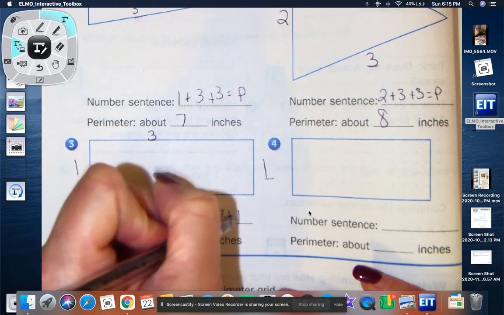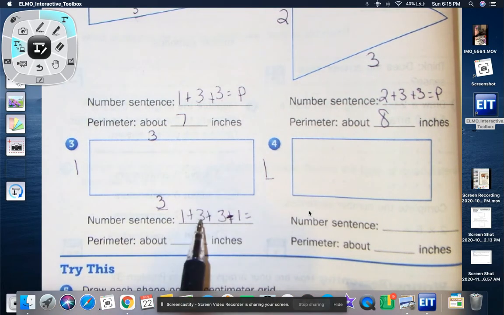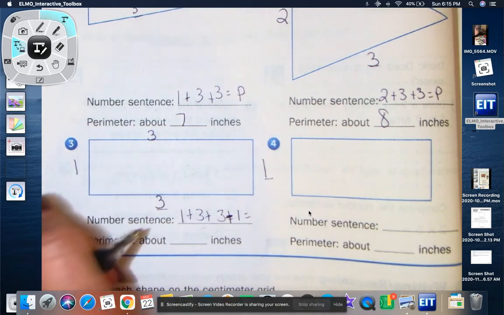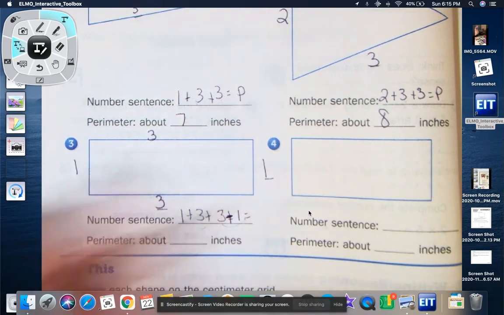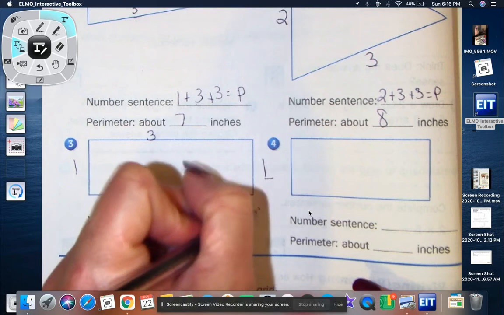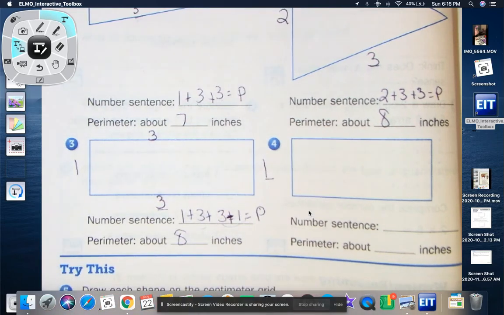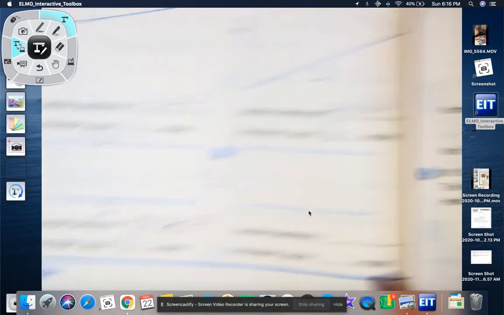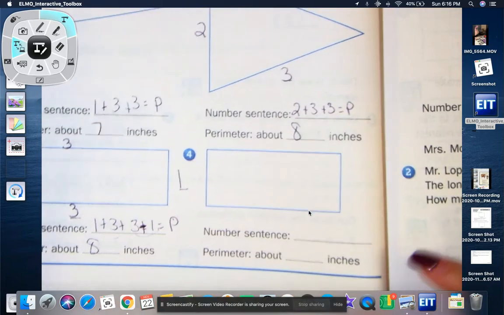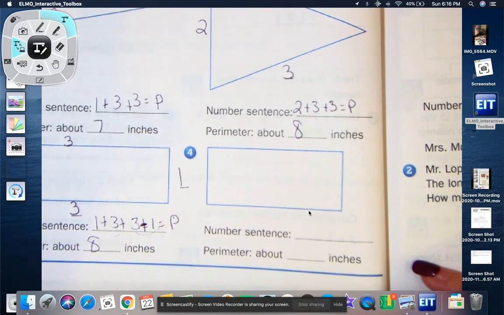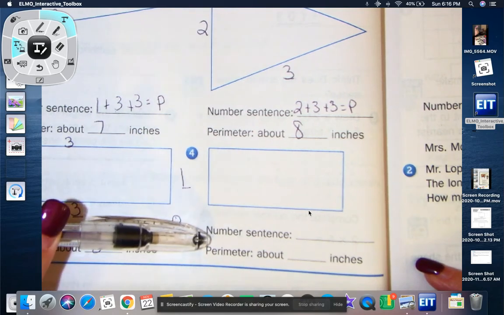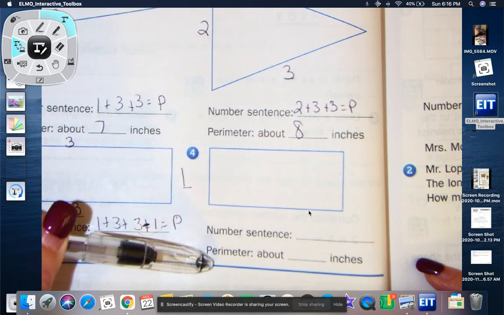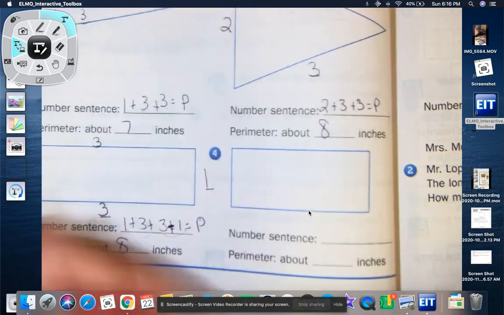Sorry, I forgot to write my 1. 1 plus 3, and then I did 3 plus 1. 1 plus 3 is 4. 3 plus 1 is 4. So 4 plus 4 equals 8. All right, I want you to measure number 4 on your own. Write the number sentence, and then write the perimeter on your own.